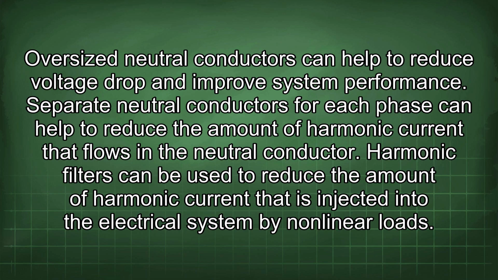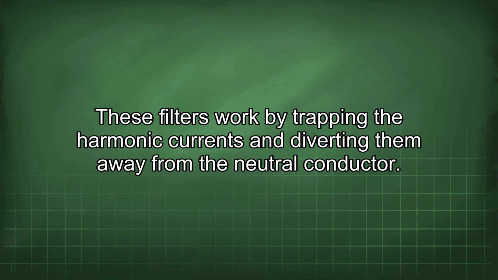Oversized neutral conductors can help to reduce voltage drop and improve system performance. Separate neutral conductors for each phase can help to reduce the amount of harmonic current that flows in the neutral conductor. Harmonic filters can be used to reduce the amount of harmonic current that is injected into the electrical system by nonlinear loads. These filters work by trapping the harmonic currents and diverting them away from the neutral conductor.